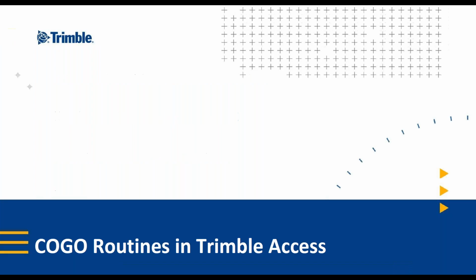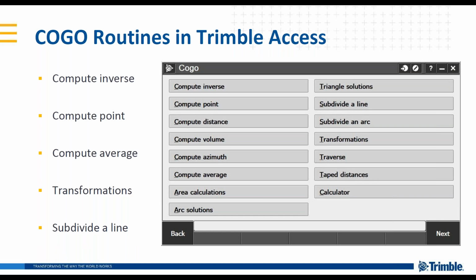All right, first up, quick overview of what we're going to be doing in Trimble Access. There's a very popular function in Trimble Access General Survey called the COGO routine. I will go through in Trimble Access and then show the equivalents in TBC. 5 of those routines: compute inverse, compute point, compute average, transformations, and subdivide align.